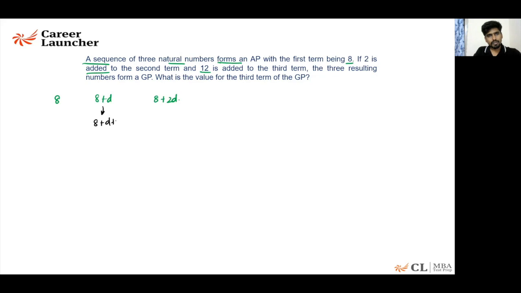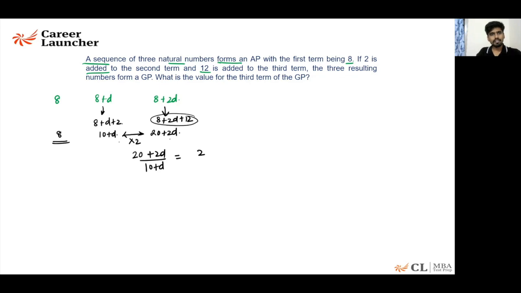Okay, what happens when we add 2 to the second number? It becomes 8 plus D plus 2, or 10 plus D. And when you add 12 to the third number, it becomes 20 plus 2D. The first number is 8 only. So now you can see that if these three numbers are in a GP, the ratio of the third number to the second number is 20 plus 2D upon 10 plus D, which is equal to 2. So the common ratio is 2.